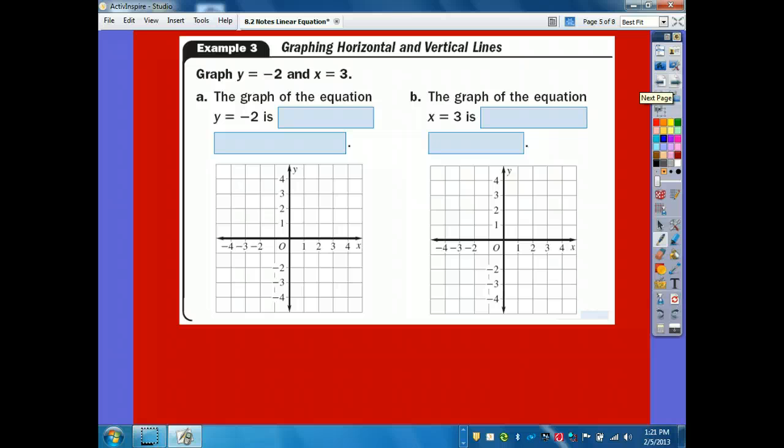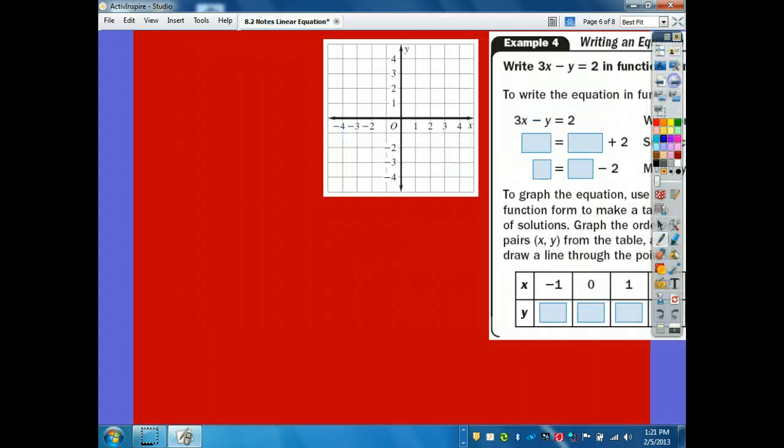So these, just a quick review. We did these together. Y equals -2. So on the y, you'd find the -2. Go there. Is that a function? Yes. Here, x equals 3. So on the x-axis, we find the 3. Is that a function? No. All right. Good.